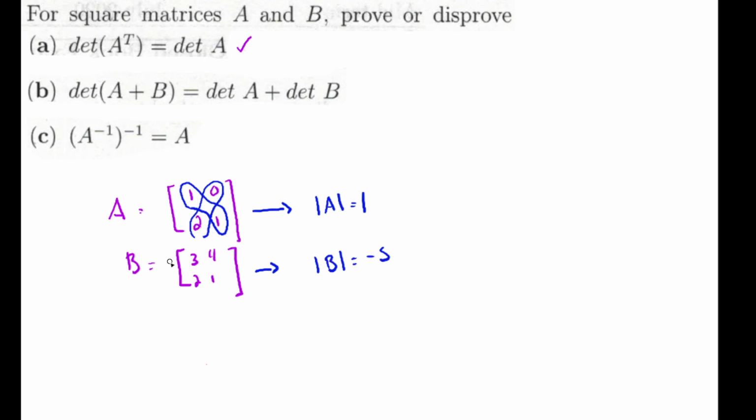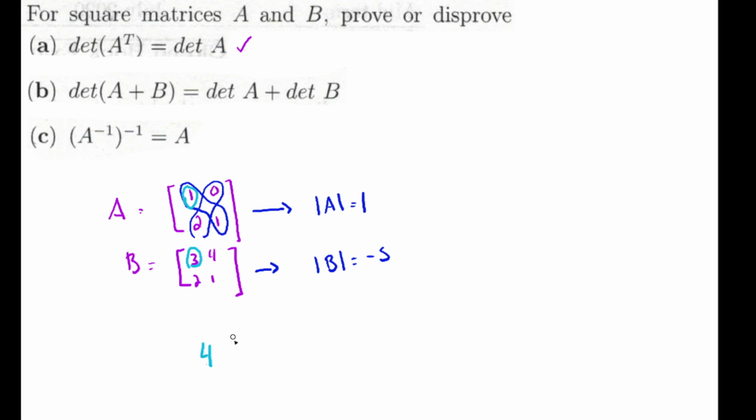Now, let's add A and B together and see if we can find the determinant of that. If you remember how to do that, all we do is we take each corresponding number and we just add them together. So here, top left plus top left, 3 plus 1 is 4.